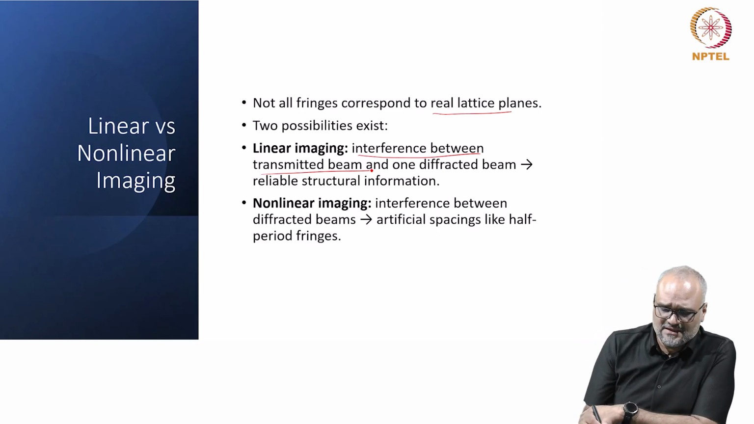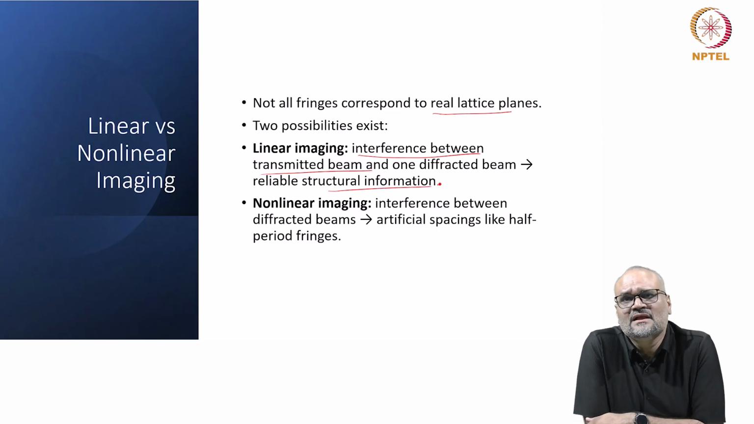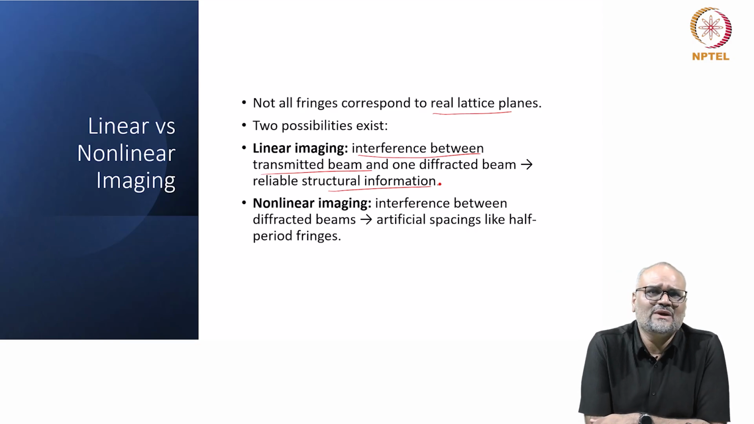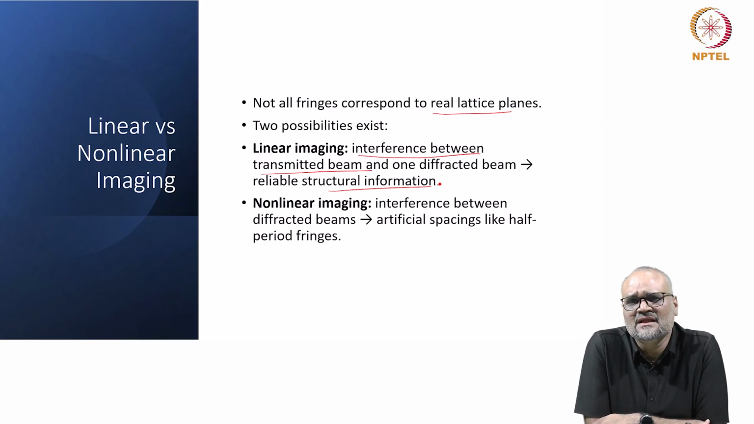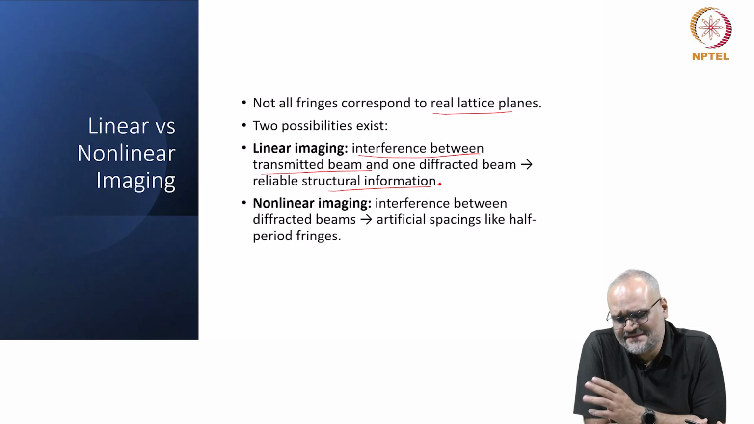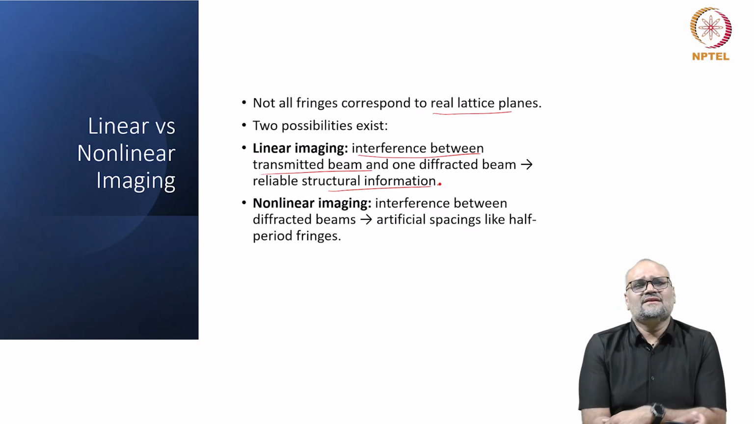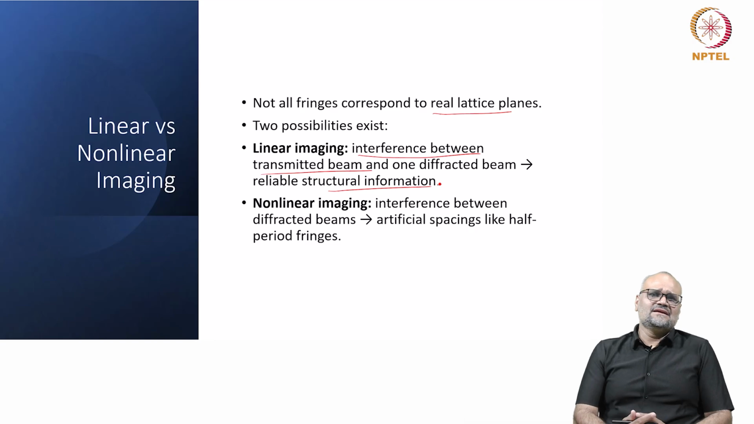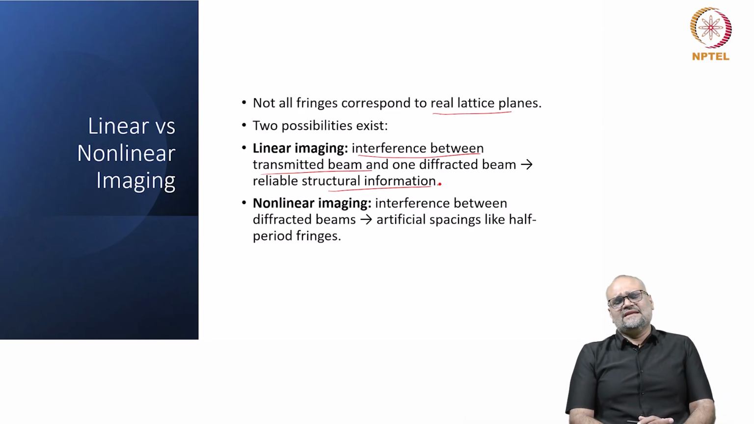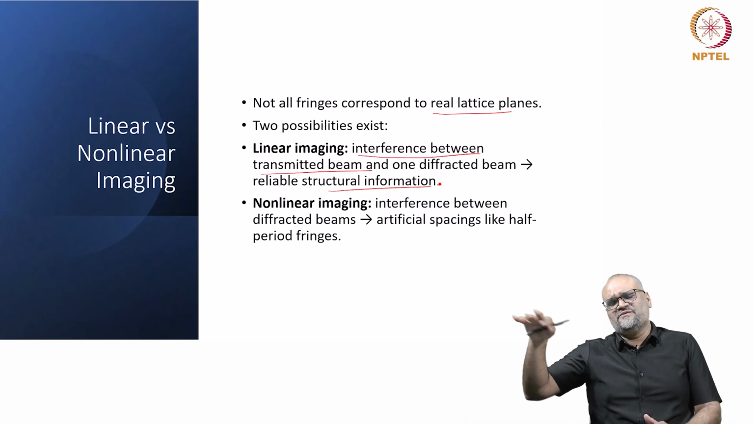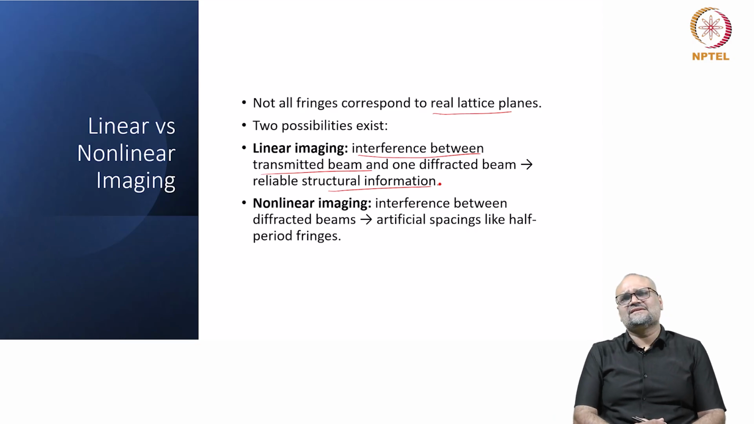You get some kind of reliable structural information in this case. But when you have a realistic sample where the thickness of the specimen is not really very small, you do not have a weak phase object approximation. You have something called the non-linear imaging theory, which also includes interference from half period fringes as well, and also accounts for various other factors such as dynamic scattering effects, which can lead to production of interference patterns which are not directly revealing the structural information.